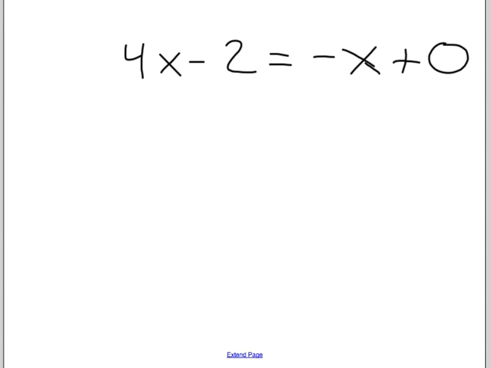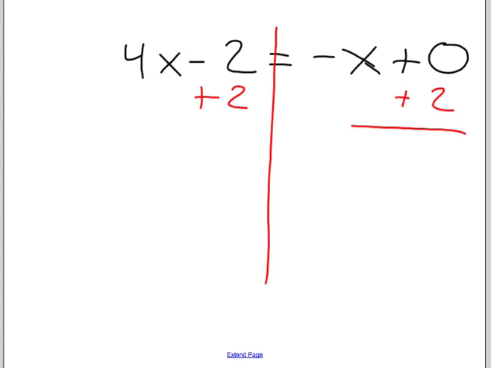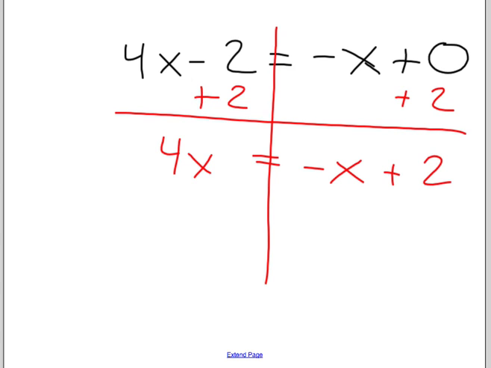So again, splitting this in 2, what is my first step? Right. I'm going to add 2 to both sides, and I'm going to add 2 to 0. And that's why I put the 0 there, so there'd be something to combine that with. Then I have 4x equals negative x plus 2. So I have my numbers over here now.